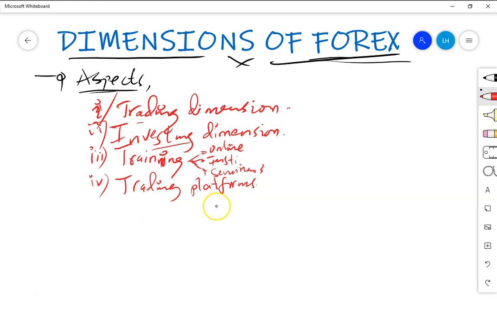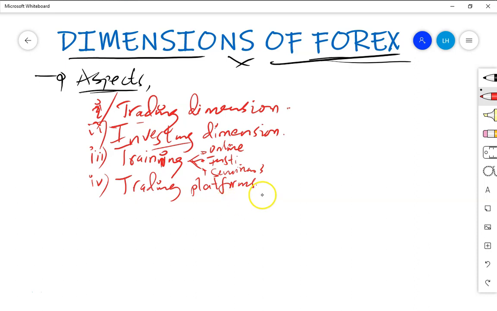So the trading platforms dimension is basically based on developers. Developers are those people who develop things like MT4, and other people who develop websites. Also some people who have covered coding can develop indicators. So they also make money within the same industry, the forex industry, through developing those platforms.